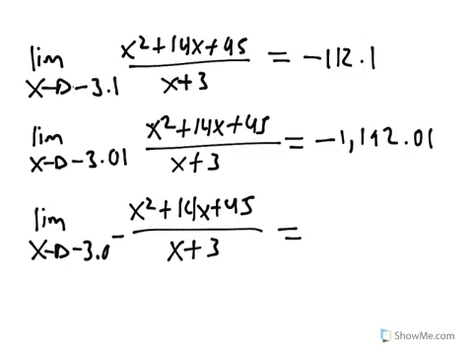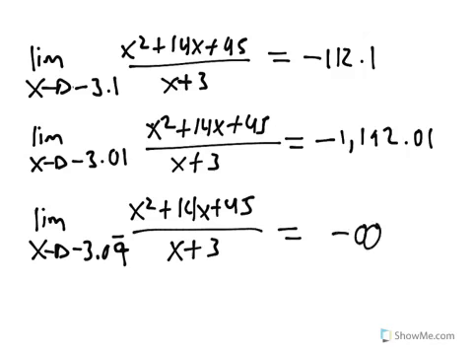The first thing we did is we took the limit as x approaches negative 3.1 of the function, and we got negative 112.1. Then we plugged in a number that's a little bit closer to negative 3, negative 3.01. We computed that, and it was negative 1,192.01. So what can we say about the limit as x approaches negative 3 from the left-hand side? We can say that that limit is going to be equal to negative infinity.